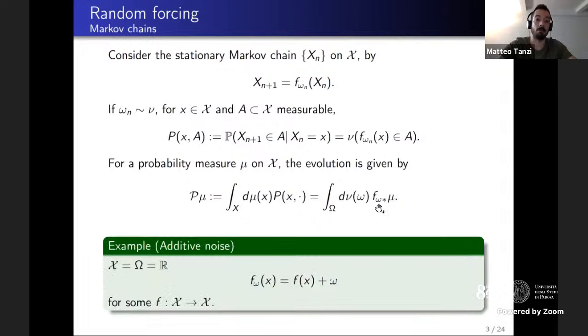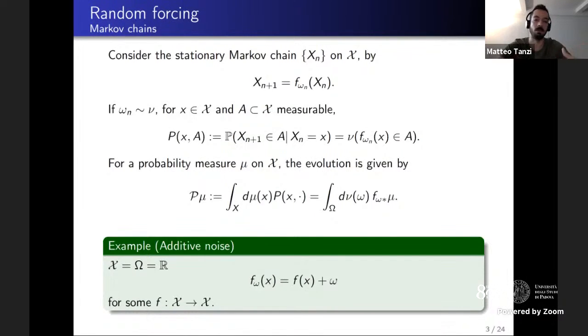A classical example to have in mind when thinking about these things is the case where phase space and parameter space are both R, or a Euclidean space with some additive structure. And the maps f omega are given by application of a given fixed map f, plus omega, so plus some noise. So now this is the setup. What can we say about this setup?